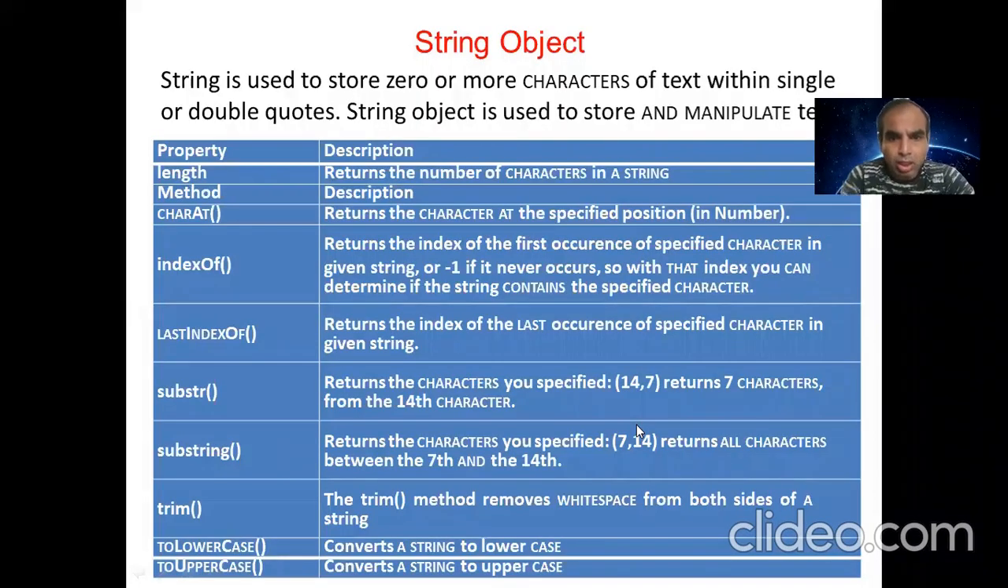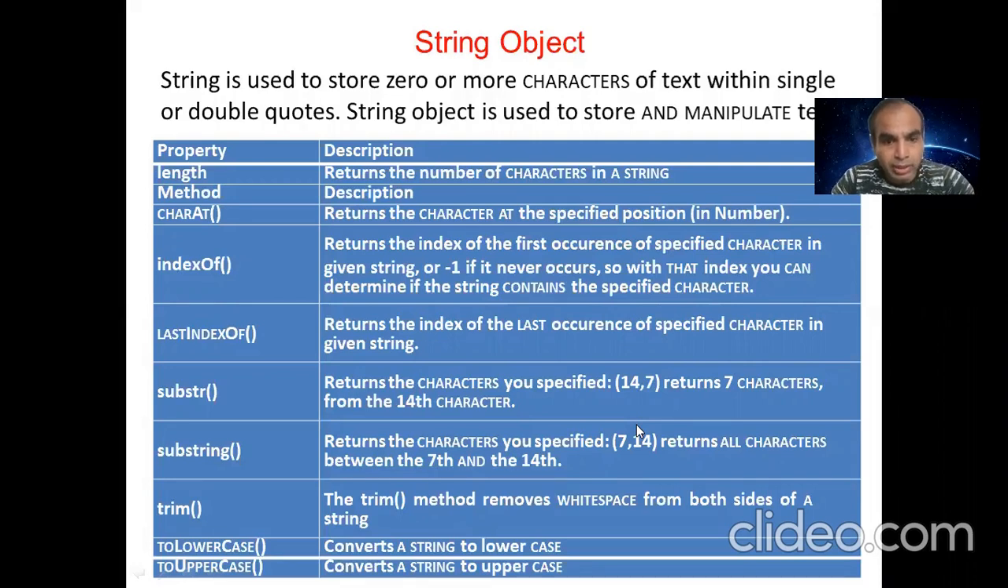It returns the characters you specified, 7 and 14. So that means it returns all characters between the 7th and 14th. Trim removes the white spaces from both sides, from the starting side, leading side, and ending side also. So this is what trim does.